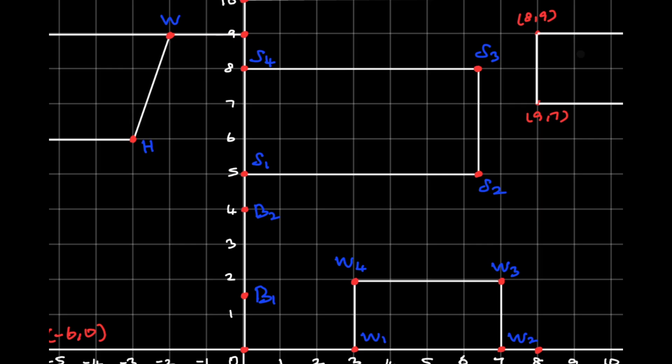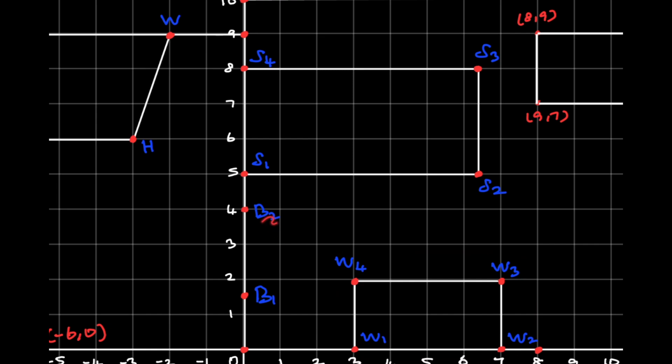The next problem is, the bathroom door has a hinge at B1 and opens into the bedroom. Will it hit the wardrobe? So we have to find out whether the bathroom door will hit the wardrobe or not. This is the B1 coordinate, this is the B2 coordinate. So B1, B2 represent the bathroom door coordinates, and these four, W1, W2, W3, W4, represent the wardrobe.